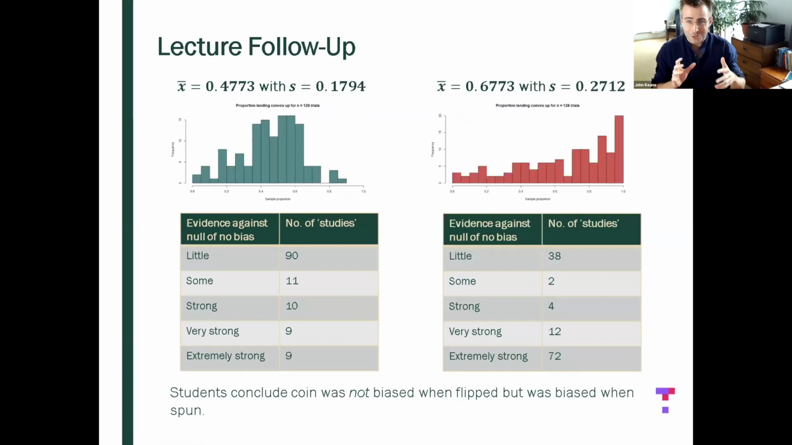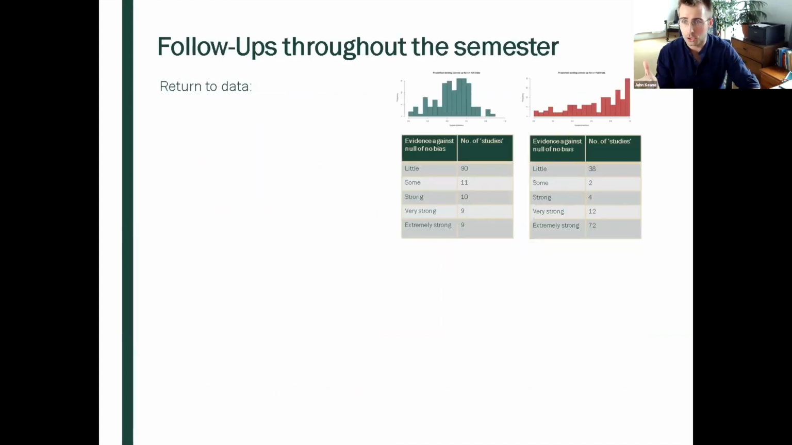Students usually, almost uniformly every single semester, conclude that a coin is not biased when flipped, but it is biased when spun, if that makes sense. And I think that's a reasonable conclusion based off of the data that they've gotten over the course of this activity. Now, what's nice about this particular sequence of events is that you can actually return to this data several times throughout the semester in later chapters.